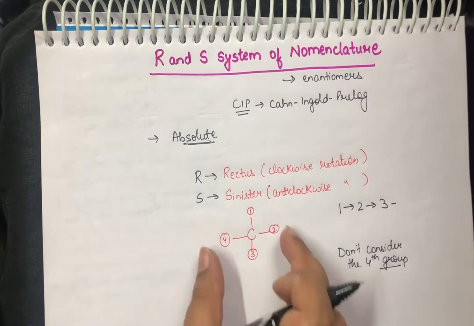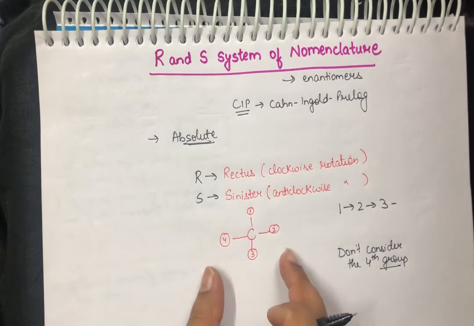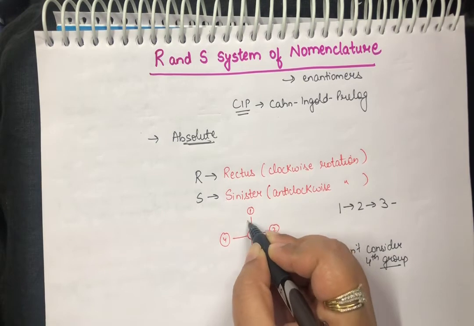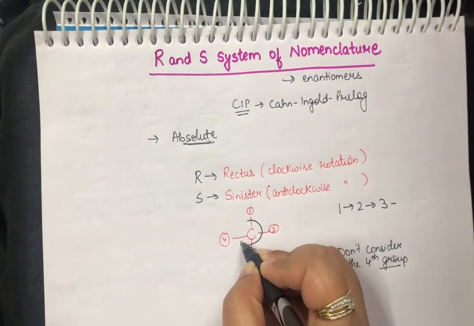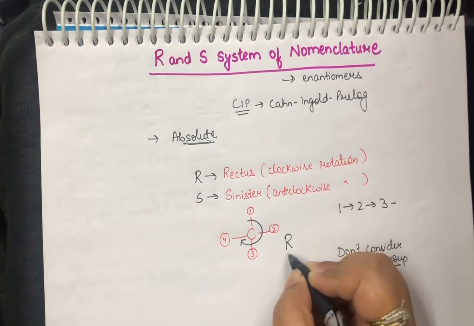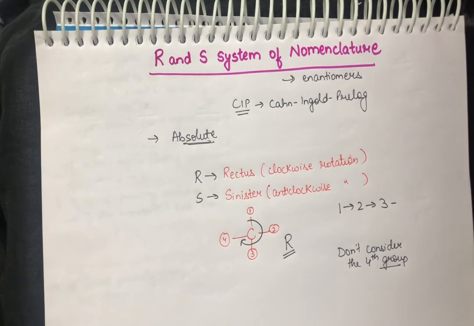Now once you have assigned the numbers to it, you will see which way the rotation is going. So this was my first, this is second. If the rotation is going like this, I can clearly see that the rotation is going in the clockwise direction. So if it is going in the clockwise direction, I will call it the R configuration.